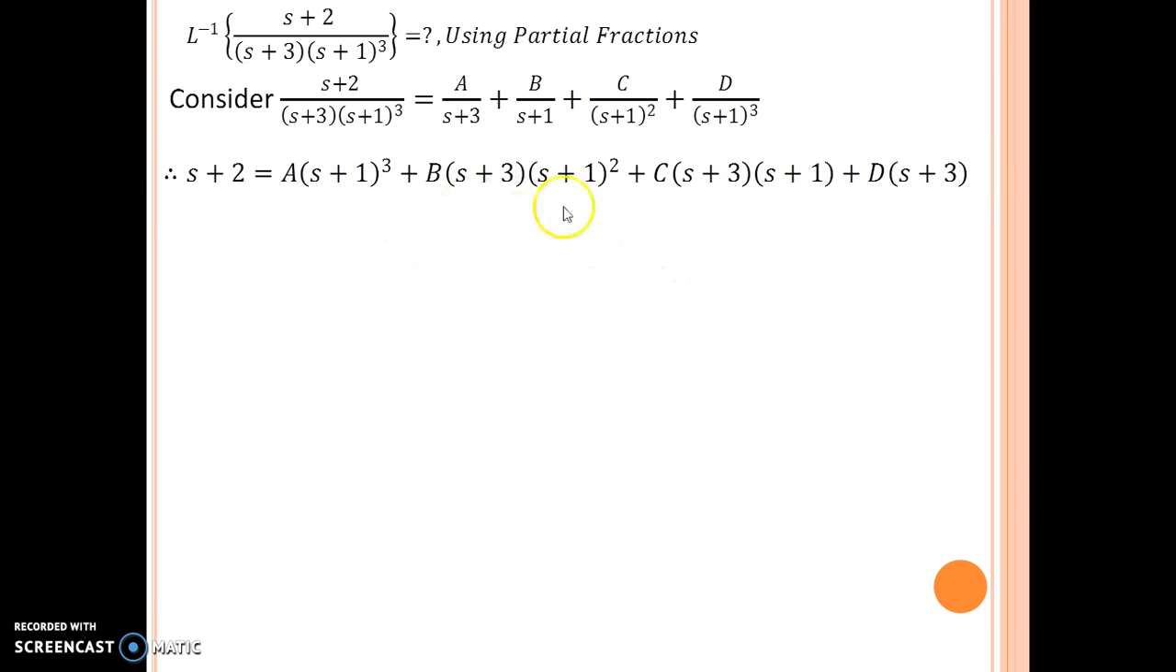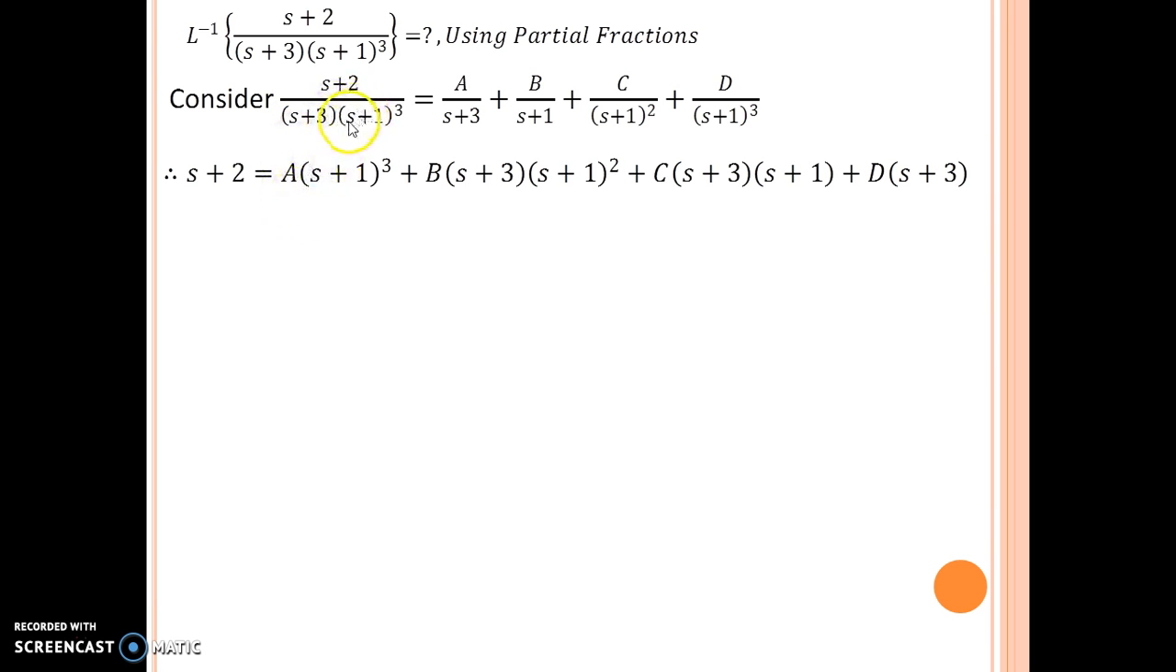Now in order to simplify this equation further, we have to find A, B, C and D. So in order to find these constants, what we can do is observe the roots of this denominator. What were the roots? The roots over here are -3 and -1, right?